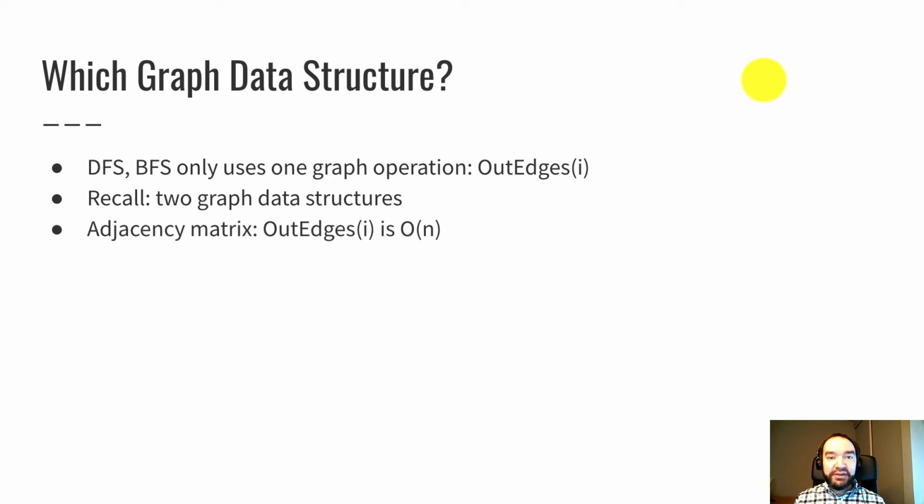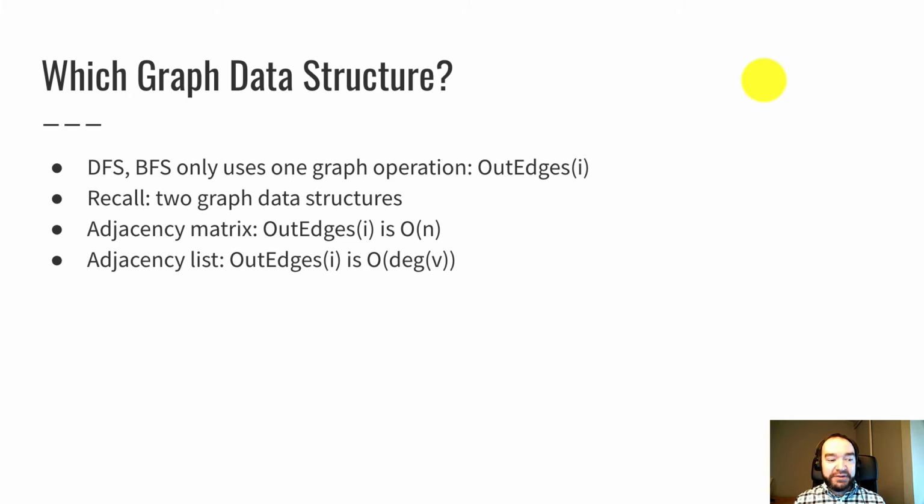The adjacency matrix out edges operation is big O of n, which we consider to be kind of inefficient because it loops through every possible vertex in the whole graph to decide whether it is an out edge. The adjacency list is substantially more efficient on out edges. Out edges of I takes degree of I time, so it's time proportional to the length of the vector that it produces.